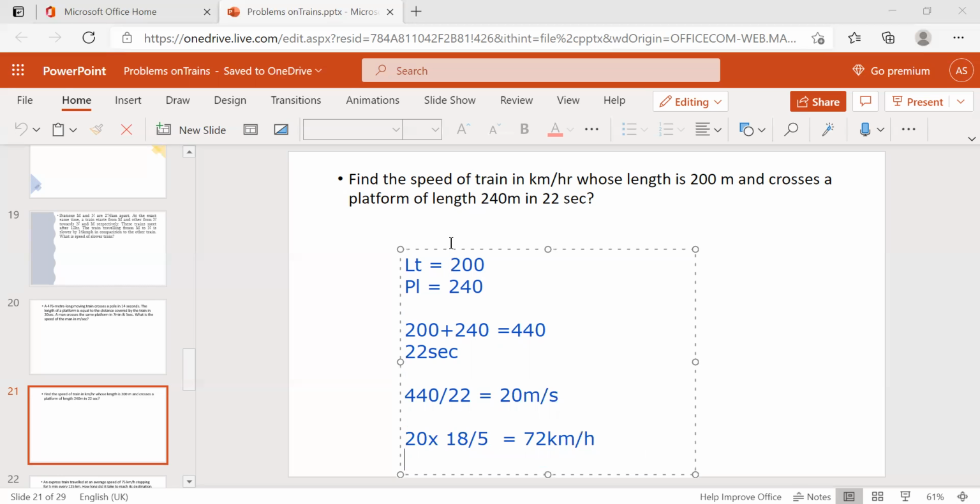Is it clear? Very simple problem, no need for much calculation. Directly, this is the distance the train traveled in a total of 22 seconds. So the distance is 440 in 22 seconds, which is 20 meters per second. Now just convert meters per second into kilometers per hour. We multiply by 18 by 5 and get 72 kilometers per hour. So, moving to the next question.